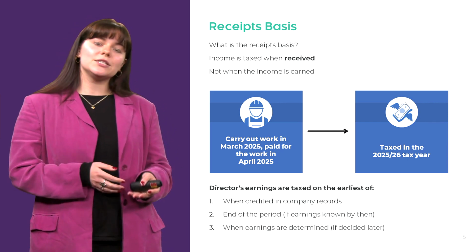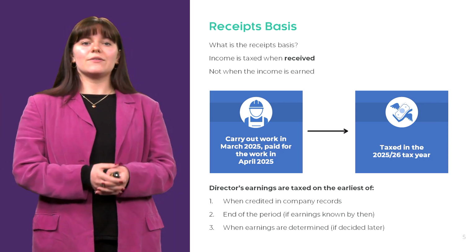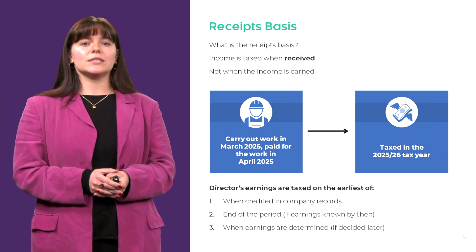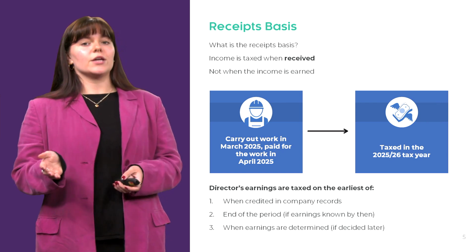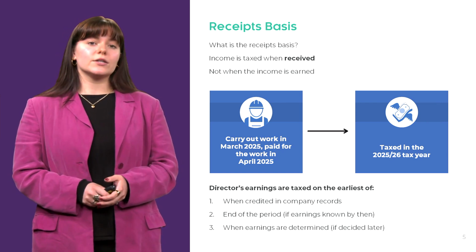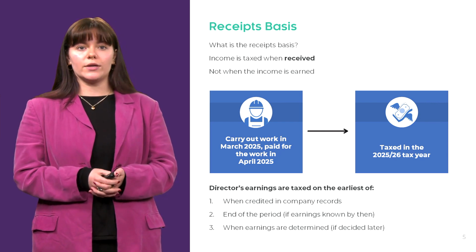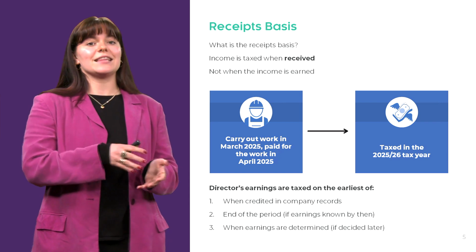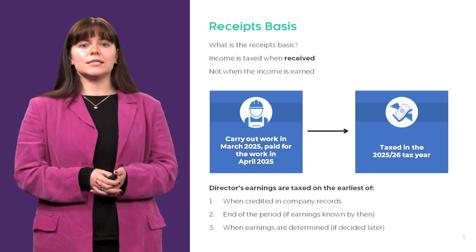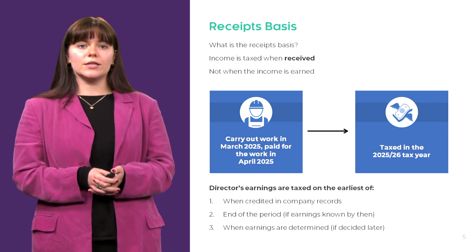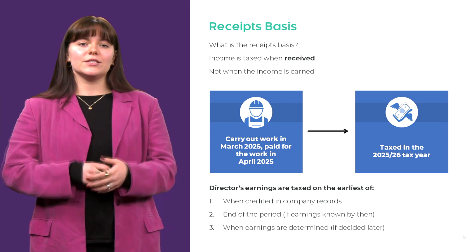While this concept is easy to understand for employers, for directors, it's a little different. For directors, money earnings are treated as received for assessment purposes on the earliest of the date when the earnings are credited in the company's accounts or records, where the amount of earnings is determined before the end of the period to which they relate, it is the date that period ends. And finally, where the amount of the earnings is determined after the end of the period in which they relate, is the date the amount is determined.